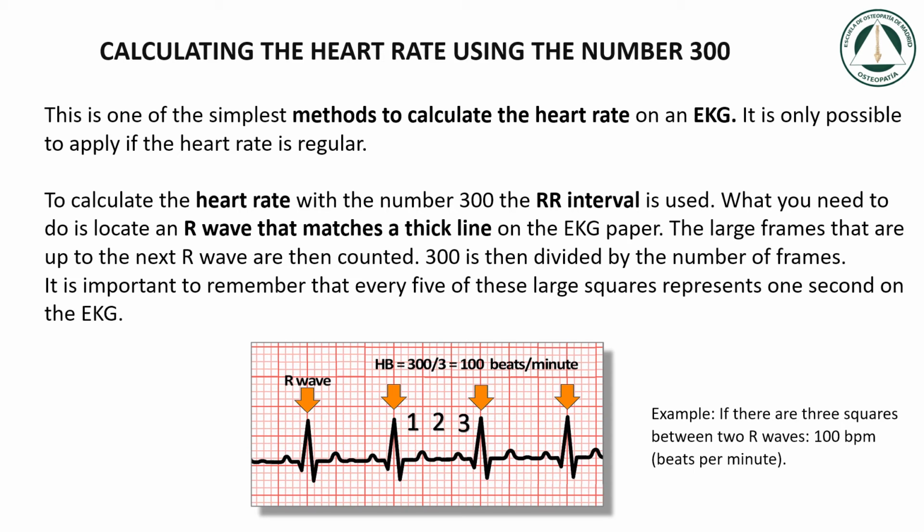The large squares up to the next R wave are then counted. 300 is then divided by the number of squares. It is important to remember that every 5 of these large squares represents 1 second on the EKG. Example: if there are 3 squares between 2 R waves, the result will be 100 BPM, beats per minute.